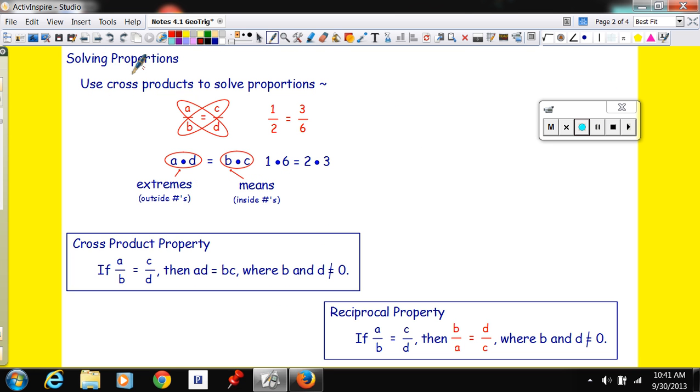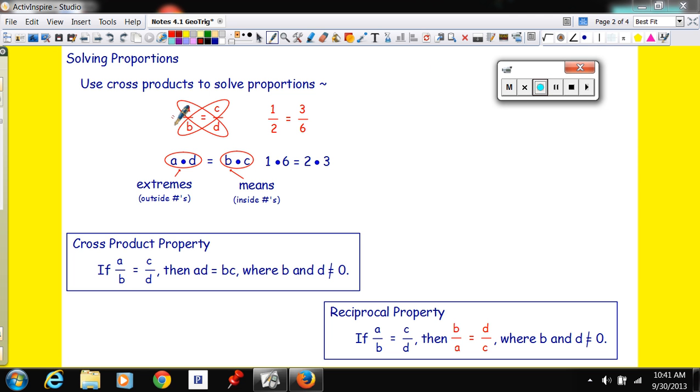Solving proportions. Not a lot of things to write down, but there's a couple of things I want to highlight for you. Here is our proportion from the last slide: A over B equals C over D. To solve proportions, we use cross products. Now, what is product telling us to do? Multiply. It's telling us to multiply the diagonals here.